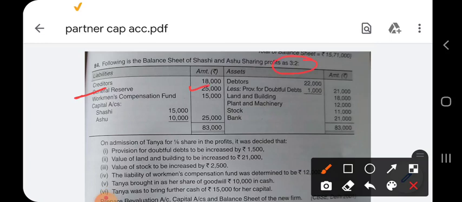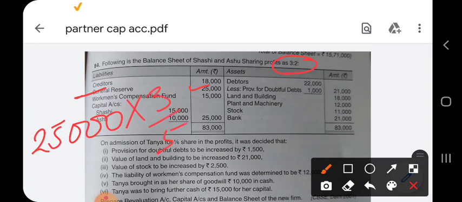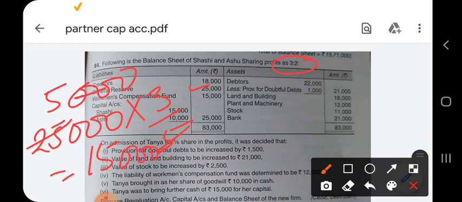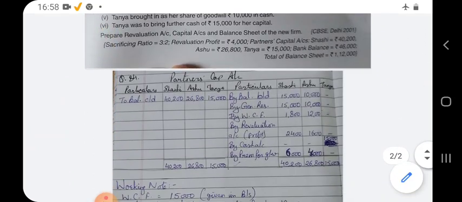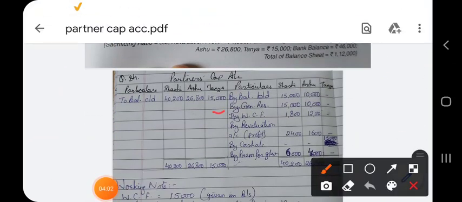The old ratio is 3:2. So if we divide 25,000 in 3:2, it means 3 by 5 for Shashi. So how much will it come? It will come to 15,000 for Shashi. And if you calculate the same thing for Ashu, 25,000 into 2 by 5, it will come to 10,000 for Ashu. So where are you going to write this? On the credit side. See, by general reserve 15 and 10.